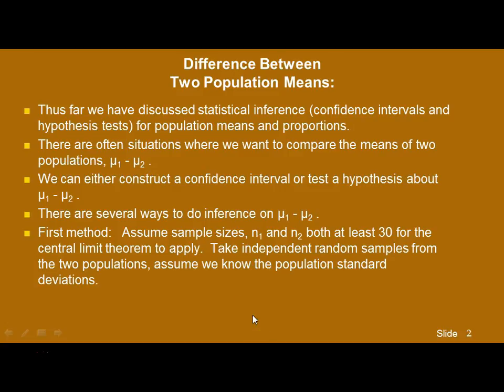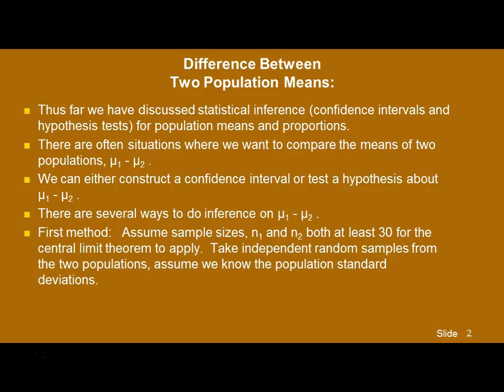Again, we're going to have a choice of either doing a confidence interval or a hypothesis test on mu1 minus mu2. As I said, there are many situations where you may want to compare means. For example, a business might be interested in the average production rate at two different plant locations. Or a firm might be interested in an estimate of the difference in the average cost of labor at two different locations or in two different cities. So situations like that involve comparing the means of two populations.